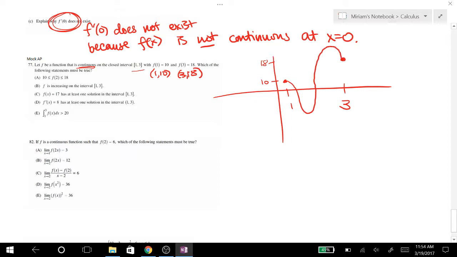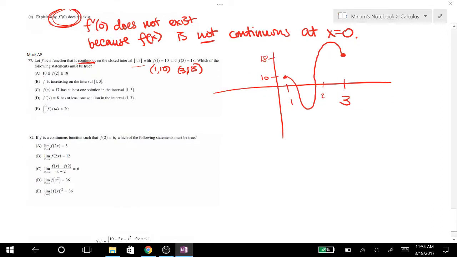Okay, now I have a few statements and I have to figure out which one here is true. Let's do it. So f of 2 has to be in between 10 and 18. Well, let's say 2 is right here, and this is a dot here, and that's, let's say, 21. I'm making it up, okay? Is 21 necessarily in between 10 and 18?